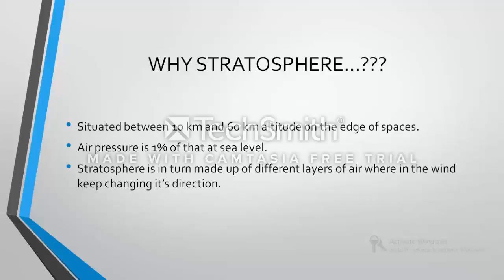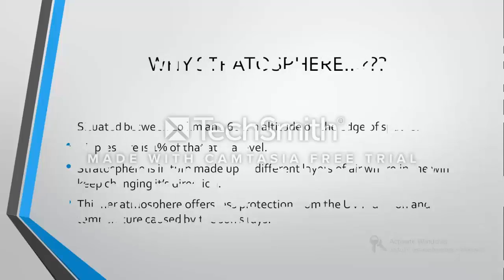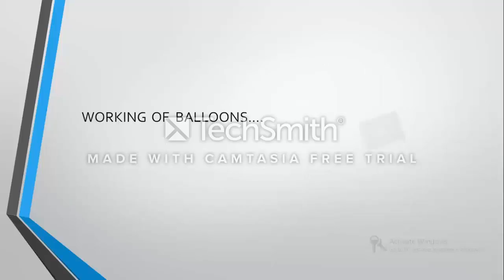And even the air pressure in the stratosphere is 1% of that at sea level, which helps very much in the flying of the balloon. And the stratosphere is in turn made up of different layers of air where the wind keeps changing its direction. And even the thinner atmosphere offers less protection from the UV radiation and temperature caused by the sun's rays. This is usually an advantage for the balloons to fly there. And moving on to the next slide.